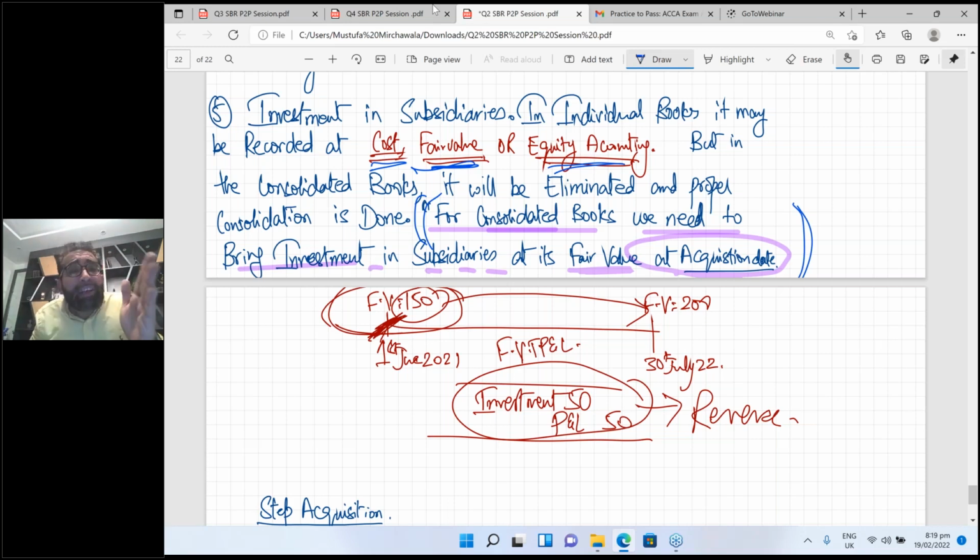I recorded the investment in the subsidiary company as fair value through P&L. When in the individual books you are doing fair value through P&L accounting, you definitely need to bring it to fair value at each reporting date. So let us say after takeover.